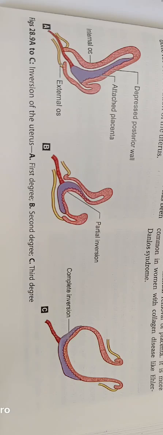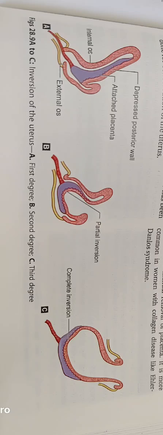As you can see in the image, in the first degree the fundus has dimpled, but it is above the internal os. In the second degree, it has gone below the internal os, but is still inside the vagina. In the third degree, it is completely outside the vagina. And the difference between uterine inversion and prolapse is that you can see the internal os in prolapse, but here the internal os will not be visible.